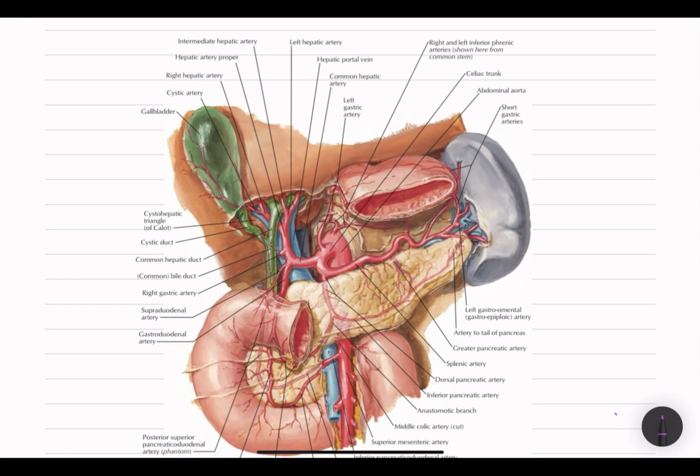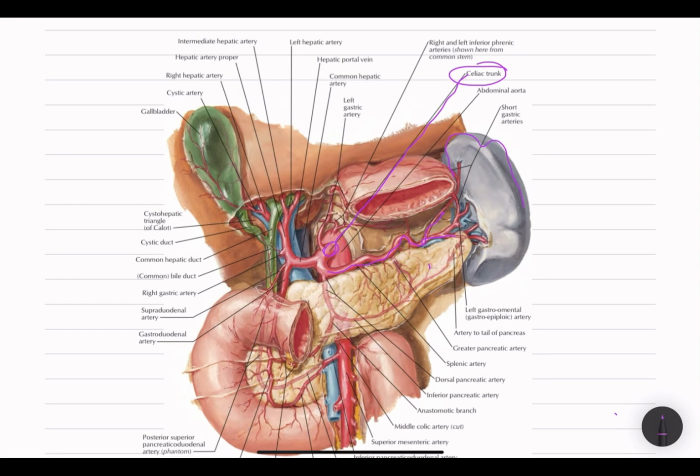So I told you in the first, this one, the celiac trunk, this one. This is the main branch. I told you in the rough diagram, from the celiac trunk, this is the splenic artery, which supplies our pancreas and the spleen.